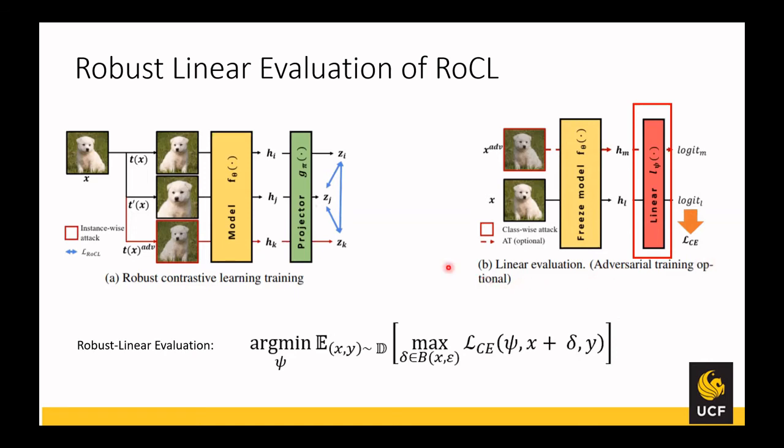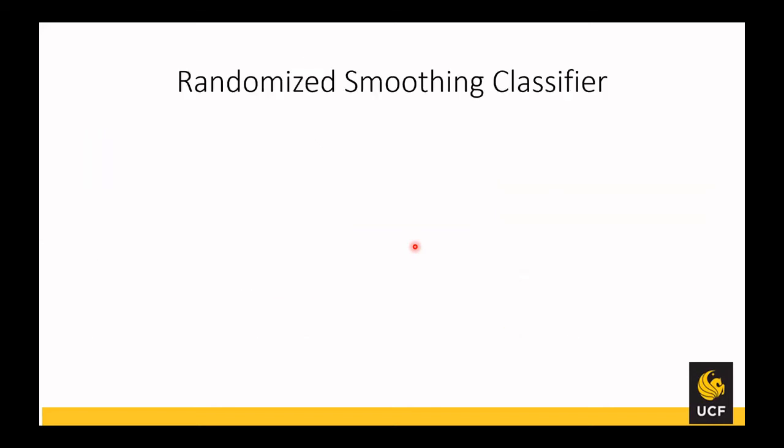So what does this achieve finally? By doing robust linear evaluation, they claim that they get a higher robust accuracy, but unfortunately it lowers the normal clean accuracy, and it can be seen in our experiment section. But before that, the authors use something called the transformation smoothing classifier to further boost their results.